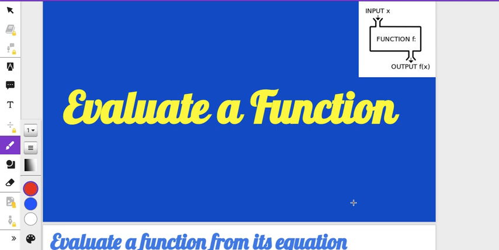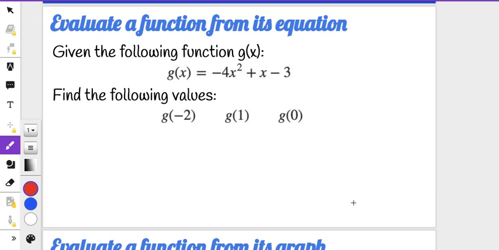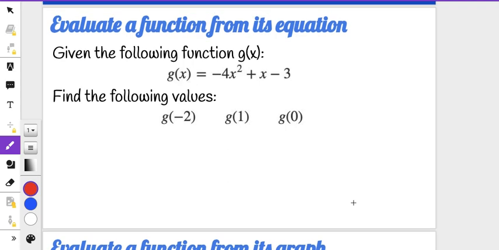Hello everyone, in this video we are going to discuss how we can evaluate a function from different formats. Let's check some examples here. Evaluate a function from its equation. As you know, evaluate means find the value. So we can have different types of formats for a function.